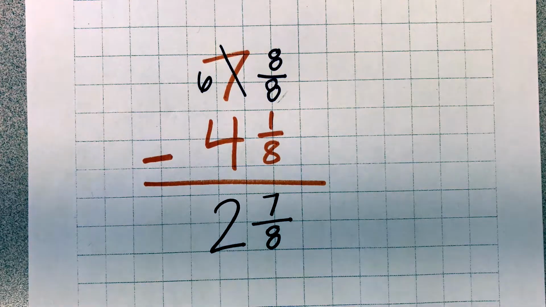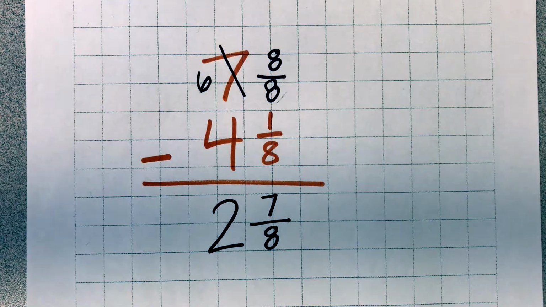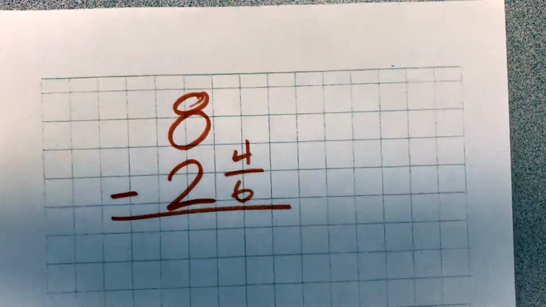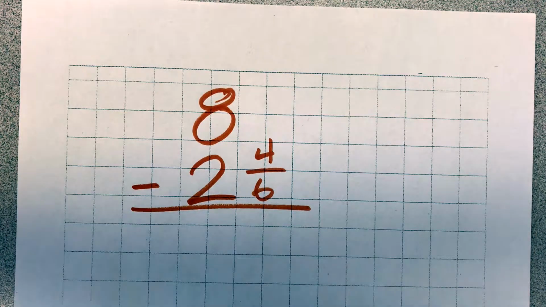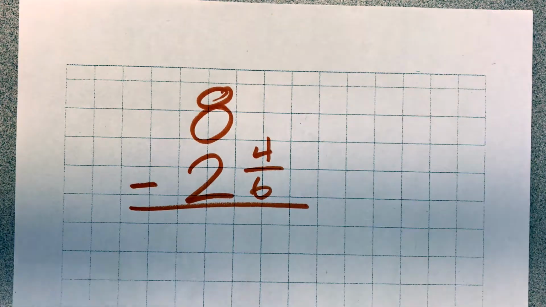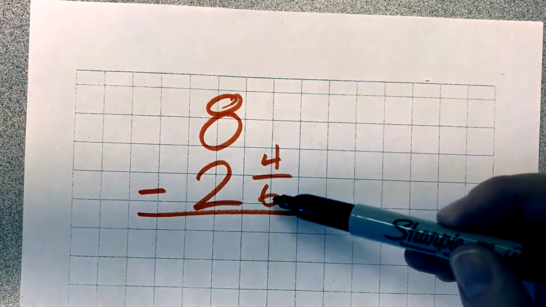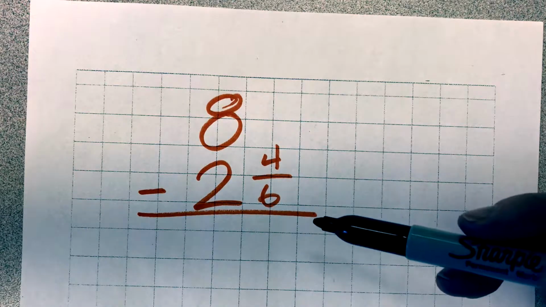Okay, I'm going to do 2 more practice problems just to show you that again. It's kind of quick, but it's really a very simple process. So let's look at this one. We have 8 minus 2 4/6. So here, again, we cannot subtract a fraction from nothing.